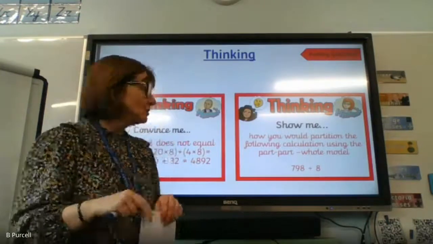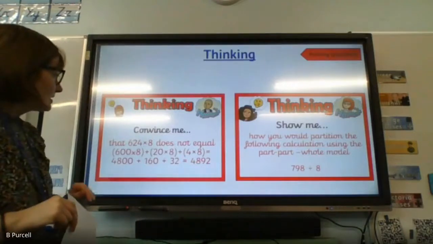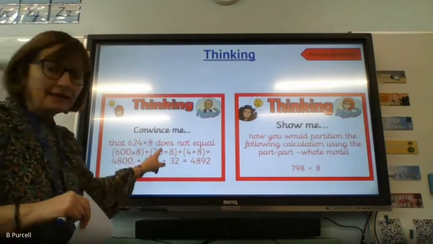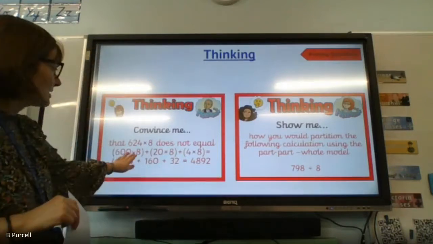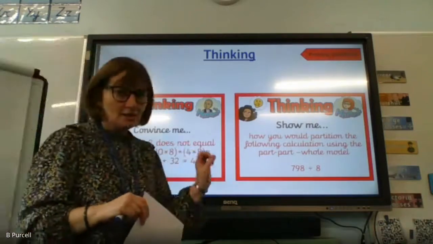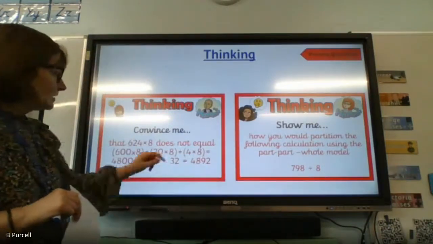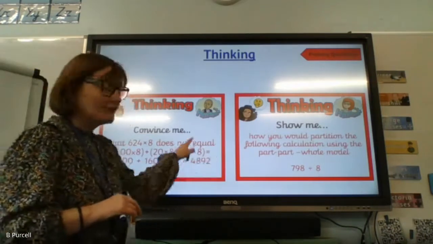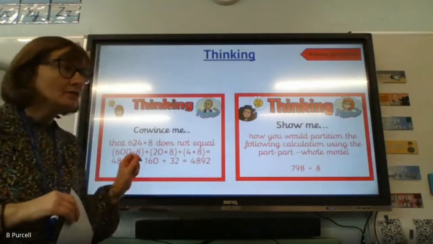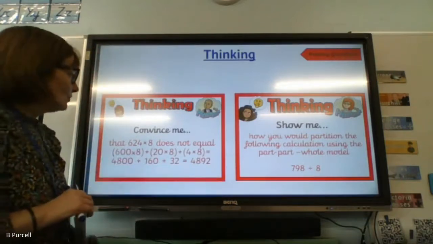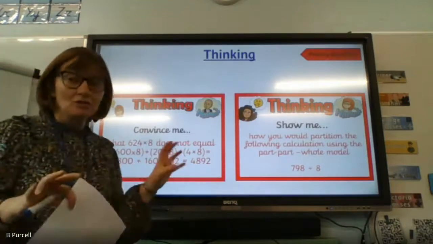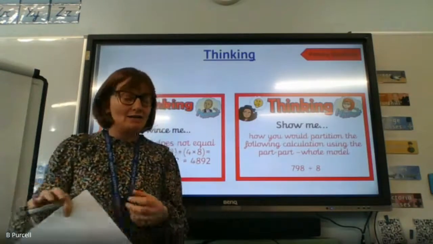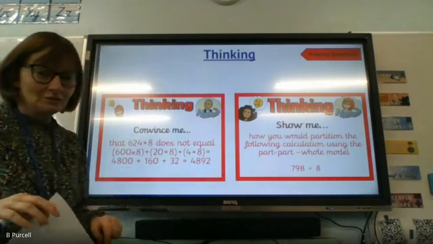So what I would like you to do is partition 624 into 600, 20 and 4, multiply each one by 8, so 600 times 8, 20 times 8 and 4 times 8, and then calculate your totals and then add them together to see where the error is in this question. So that's not too difficult to complete. It's just making sure that you get those multiplication answers correct in order to get your additions.